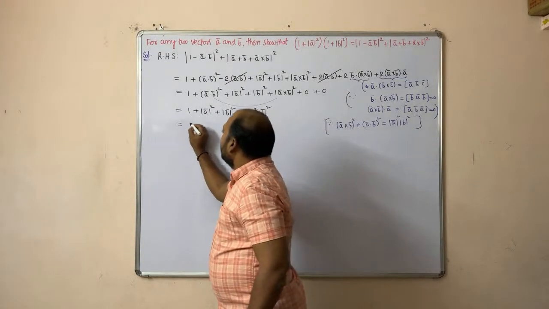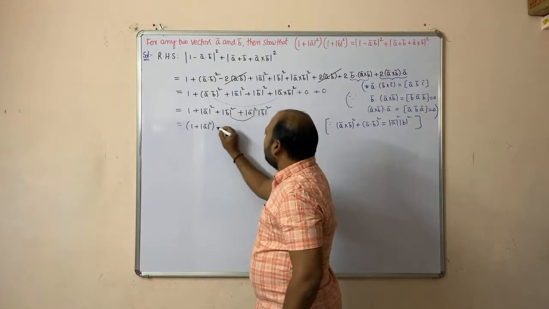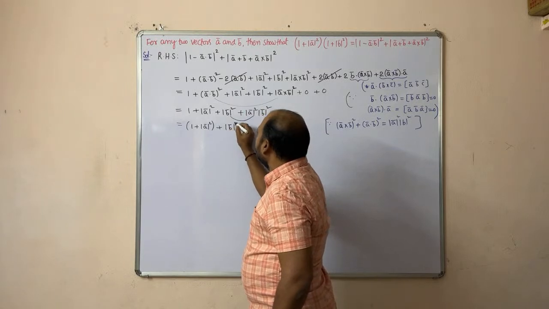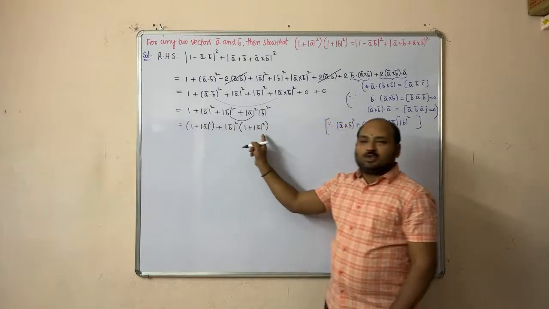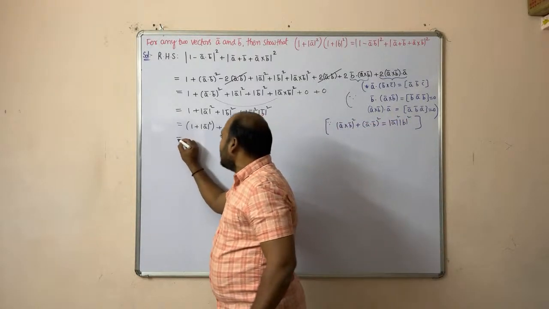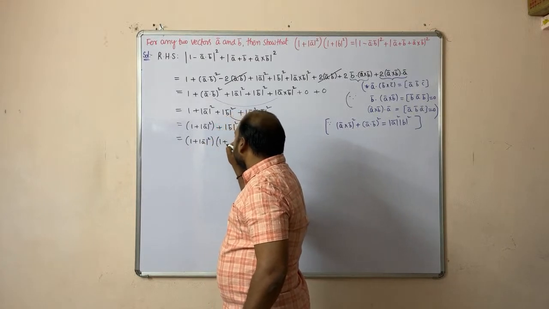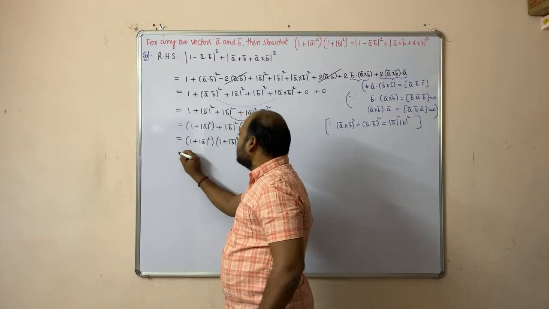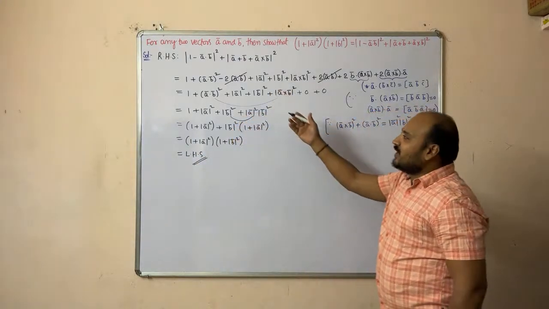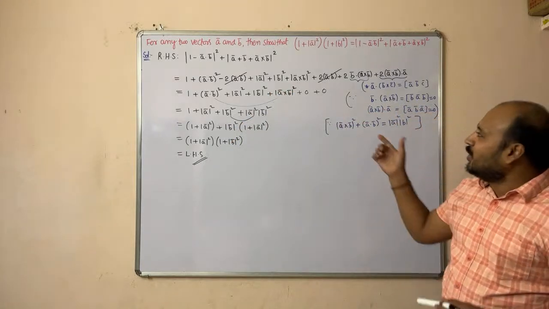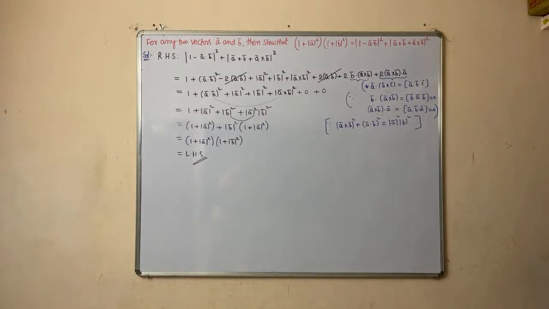Now, 1 plus mod A bar square. From these two, mod B bar square I am taking common. So 1 plus mod A bar square. From these two also, can I take 1 plus mod A bar square common? 1 plus mod A bar square into 1 plus mod B bar square. That's what they are asking to prove. This is LHS, dear students. So RHS we consider, LHS we got it. I hope you understand. This is one of the previous IPTS questions.